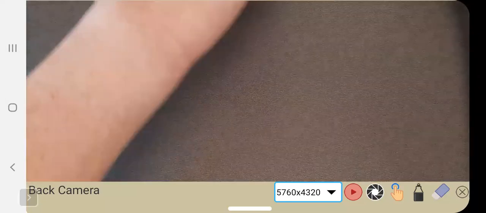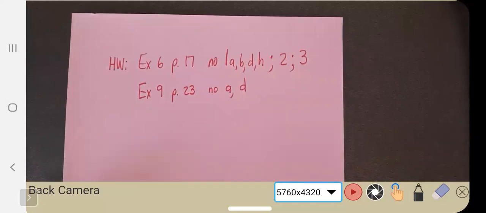Your homework for the next lesson is exercise 6 and exercise 9, all these sums.